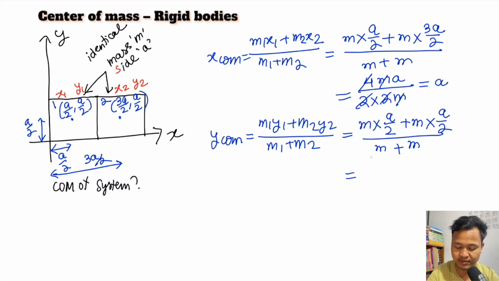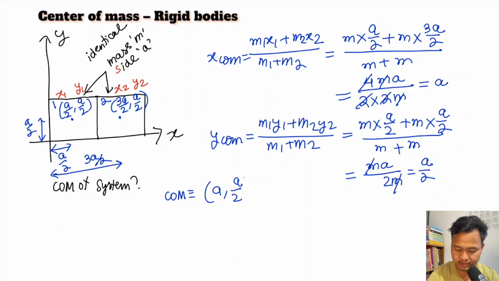So this is half plus half, which is 1. So I will have here ma divided by 2 into 2m, so you'll have a by 2. The coordinates of the center of mass, so the COM coordinate will be a comma a by 2. So somewhere in the middle, exactly in the middle. In vector form, R COM will be equal to a i cap plus a by 2 j cap.